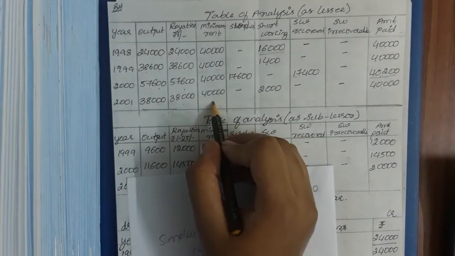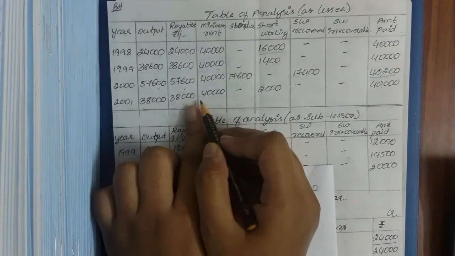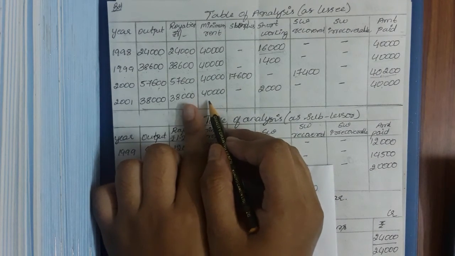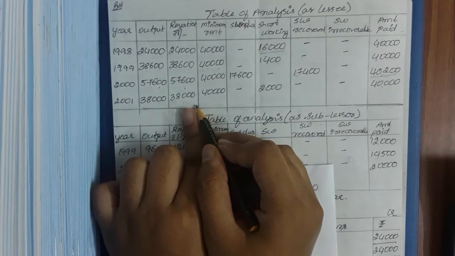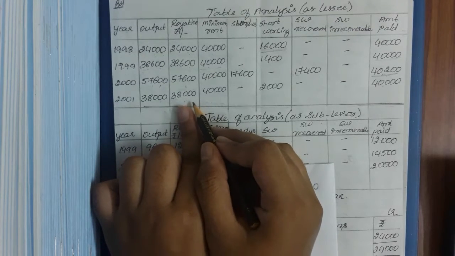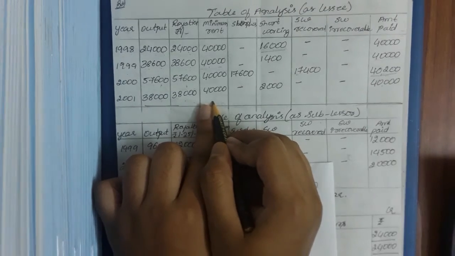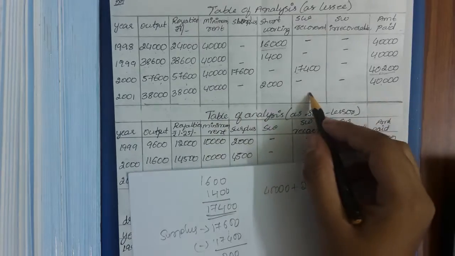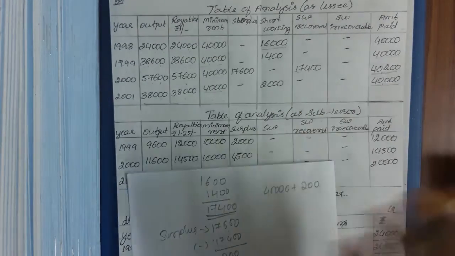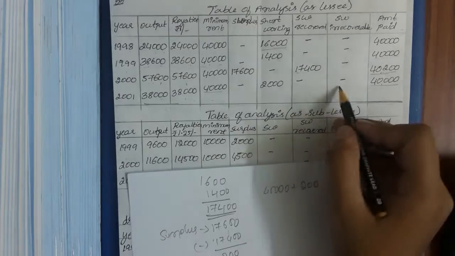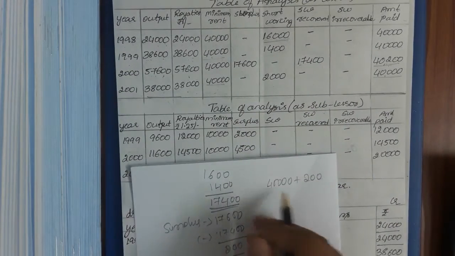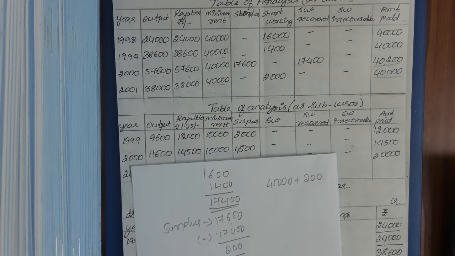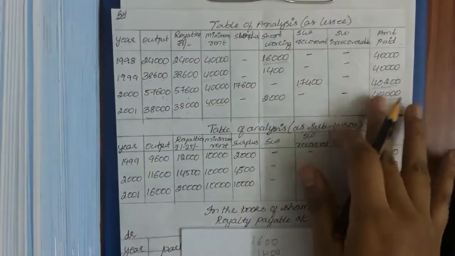Understood? And in the fourth year also, royalty is less than minimum rent. The royalty is 38,000, minimum rent is 40,000. So in this case we have short workings of 2,000 rupees. We couldn't recover, so we'll be paying the minimum rent of 40,000. Understood? And there is no irrecoverability of short workings, because between Shyam Sundar and Manoj there is a lifetime for the recoupment or recovery of short workings. Understood? Done with the table of analysis as a lessee.